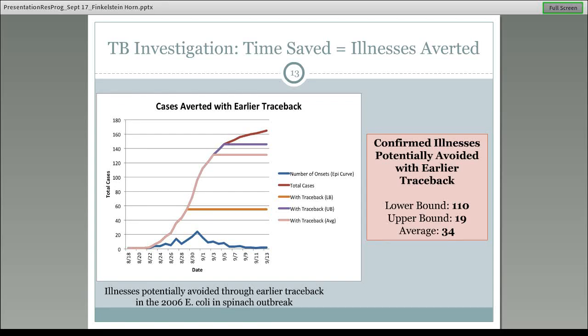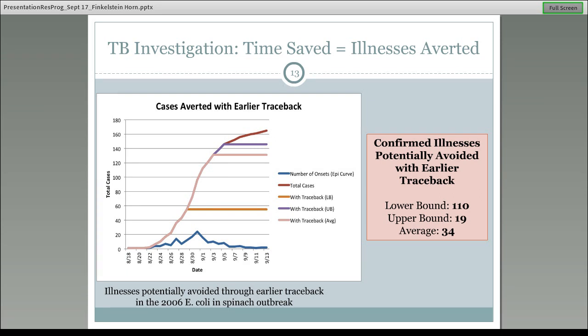And to illustrate the benefits, we can look again to the 2006 E. coli spinach outbreak. The figure that we have here represents our probabilistic estimates of the lower bound, upper bound, and average number of illnesses that may have been avoided if the traceback investigation commenced by the time a cluster of 10 cases of E. coli had been preliminarily identified through the earliest laboratory results instead of waiting for confirmation of the cluster by the PulseNet system. And we can see that those numbers range from 110 to 19, but regardless, there's definitely a benefit there.